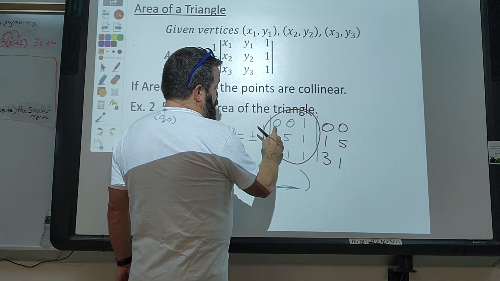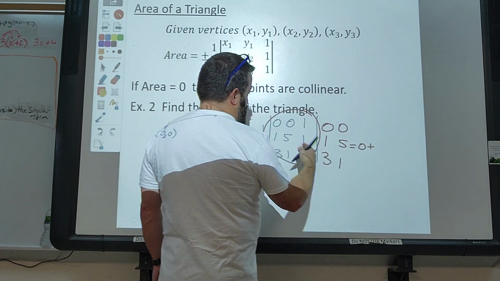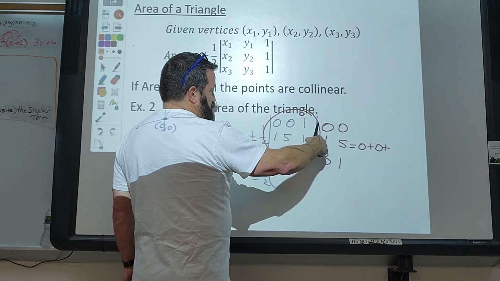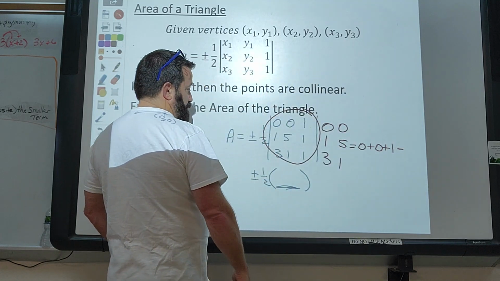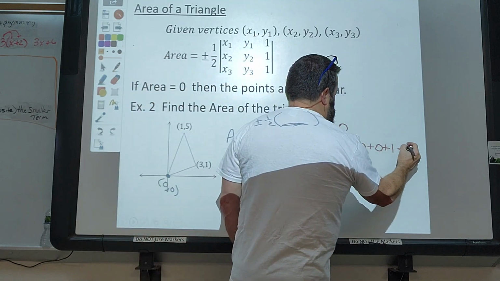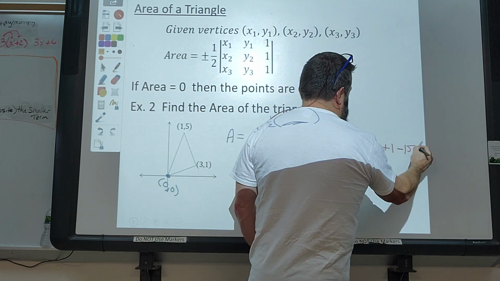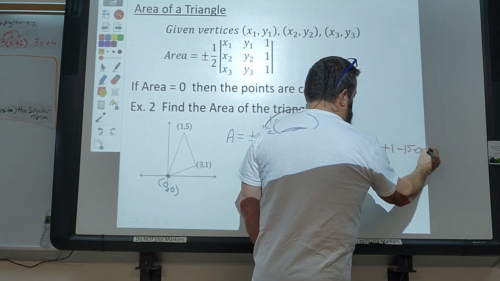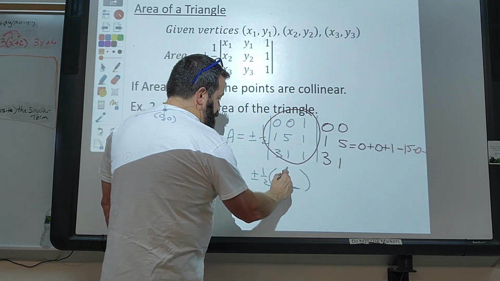So the first diagonal, 0 times 5 times 1 is 0. Second one, 0 times 1 times 3, 0. Third one, 1 times 1 times 1 is 1. Then I start subtracting. 3 times 5 times 1 is 15. The next one, 1 times 1 times 0 is 0, so minus 0. And the last one, 1 times 1 times 0 is 0, so minus 0. So this comes out to be a negative 14.